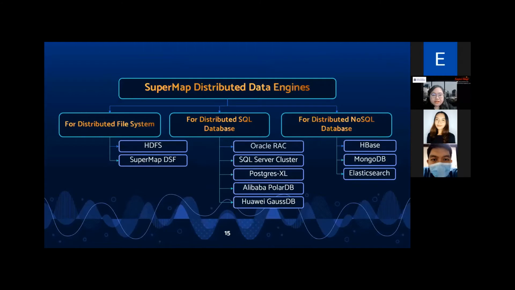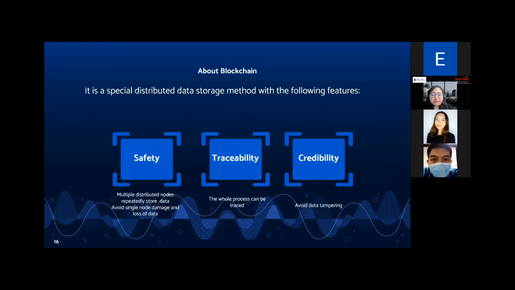Here, I listed all of the SuperMap GIS distributed spatial data engines such as HDFS and DFS. These two are the distributed file system. And for SQL spatial database, we also support the big data technologies such as the Oracle RAC, SQL Server Cluster, Postgres SQL, and others. And for the NoSQL, we support HBase, MongoDB, and Elasticsearch. We use all these spatial data engines to cover all the spatial data that we have, including the vector data, raster data, images, and 3D model data.